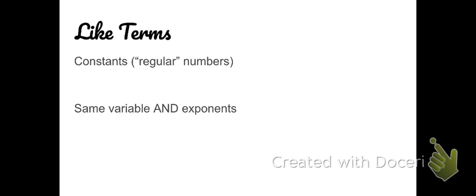So if you had an expression like this and you wanted to simplify it, the ones that are alike are the 3 and the positive 11. Those are constants. They're just regular numbers. We can combine those. 3 plus 11 is 14. So you get 4x plus 14.